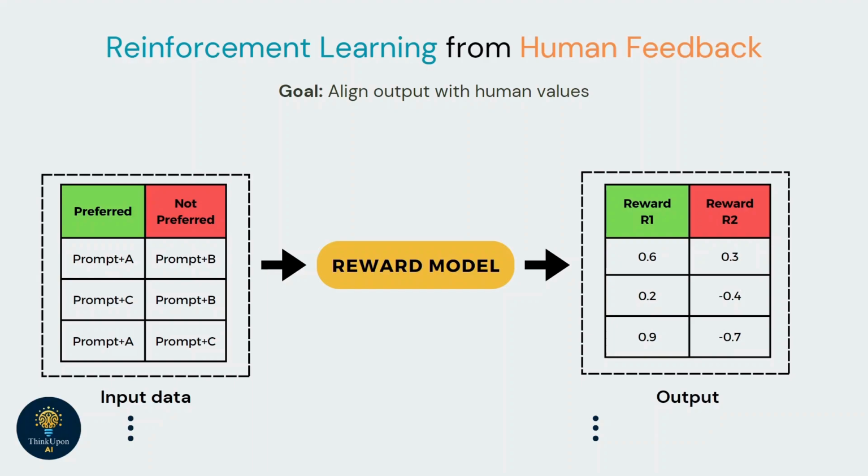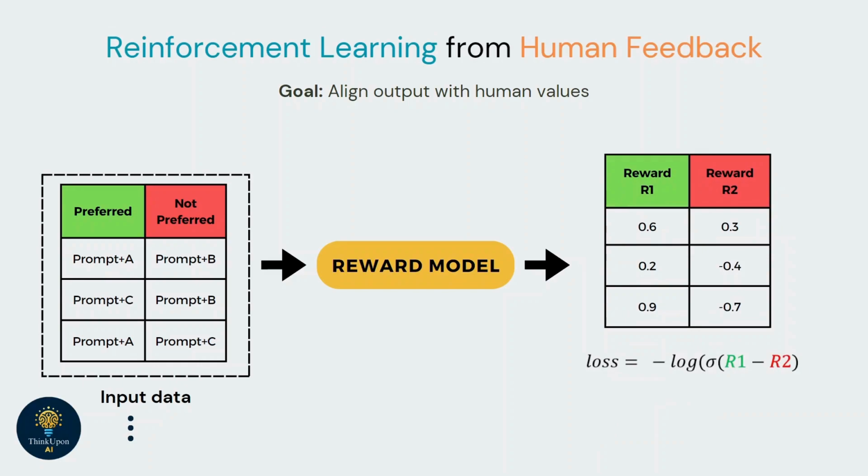And our aim is to maximize the reward for the preferred class and minimize the reward for the not preferred class. To do that mathematically, a loss function is used, which is minus the log of the sigmoid of the difference between the reward values of the preferred and the not preferred class. If you're not aware of the sigmoid function, it looks something like this.